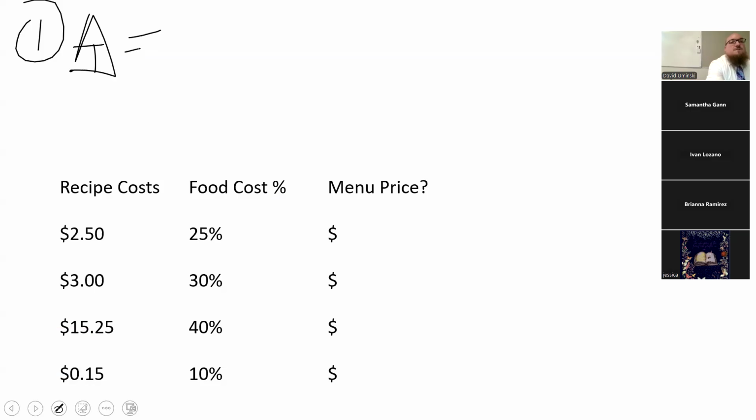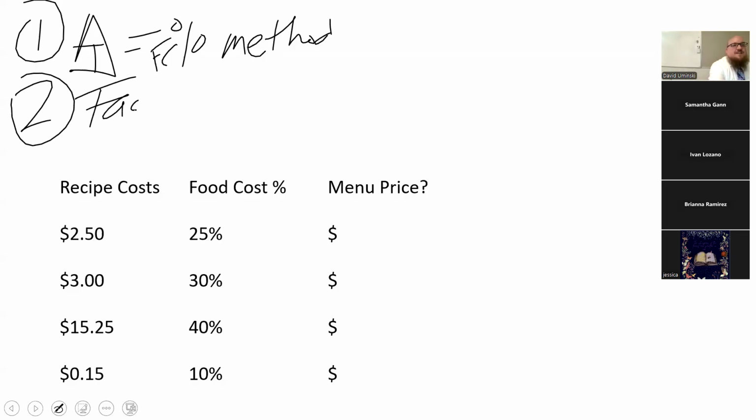Which is also called the food cost percentage method. So that's the first one, which we've already talked about, so we're not really going to go into that too much. We've practiced that with the triangle. Okay, so the first method is the food cost percentage method. The second method is called the factor method.